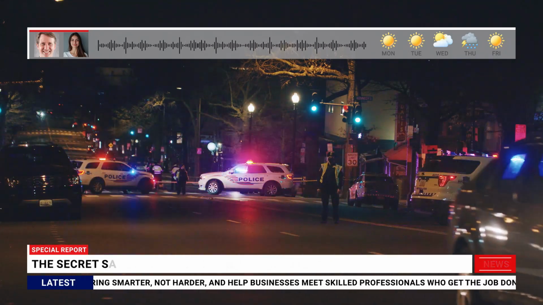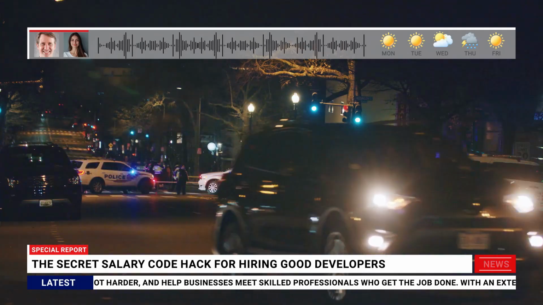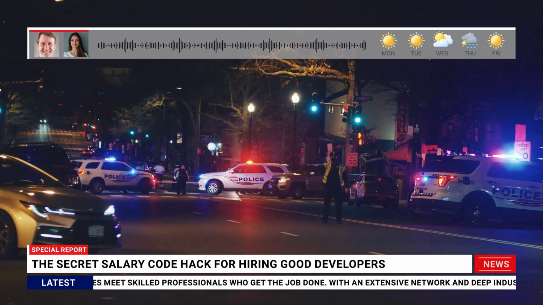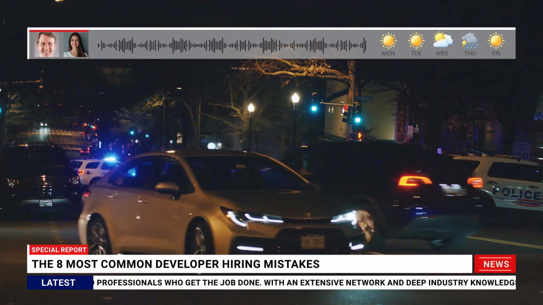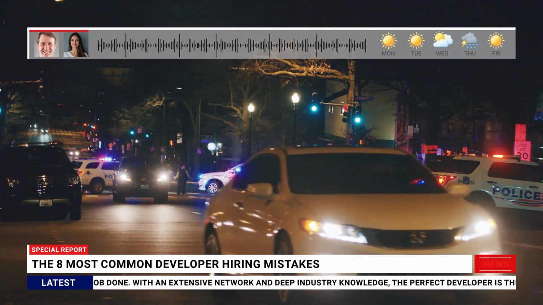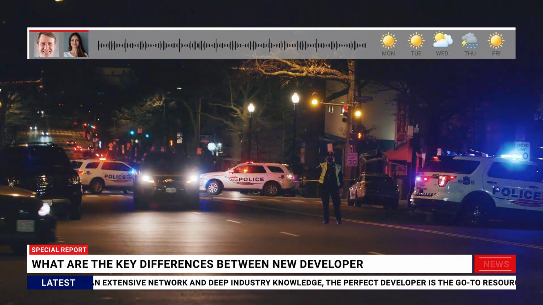Well, it really depends on location. Oh, yeah, of course. In the US, for example, you're probably looking at a salary range of $90,000 to $160,000 per year. Wow, that's a pretty wide range. Yeah, it depends on experience, and it also depends on where in the US you are.